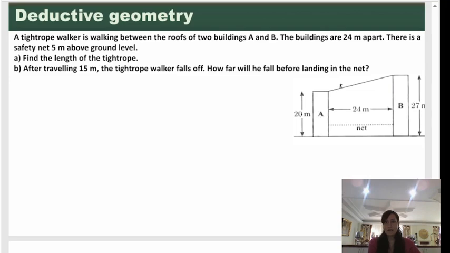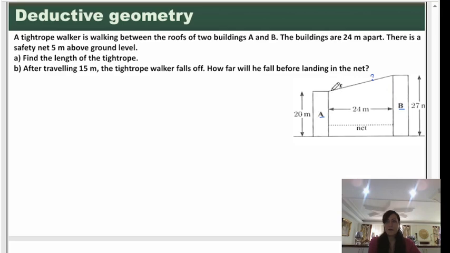So let's consider all the information that the question gave us in the image. Here we see two buildings A and B. One of them is 20 meters and one is 27 meters. And between the roofs of these two buildings, I have a tightrope. I don't know the length of this tightrope. Part A asks the length of the tightrope.